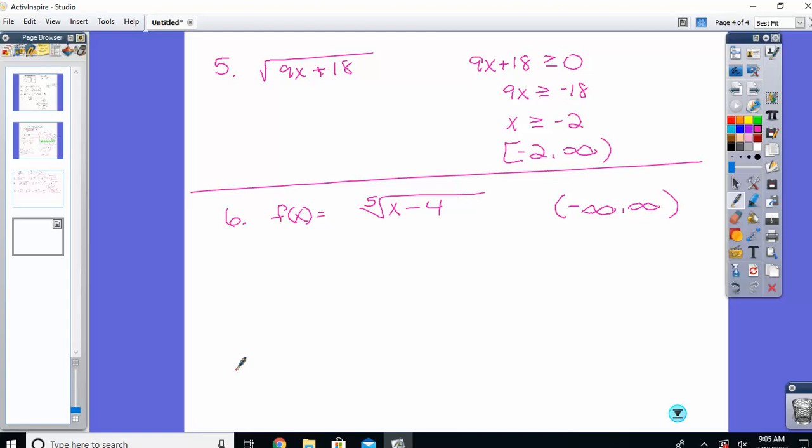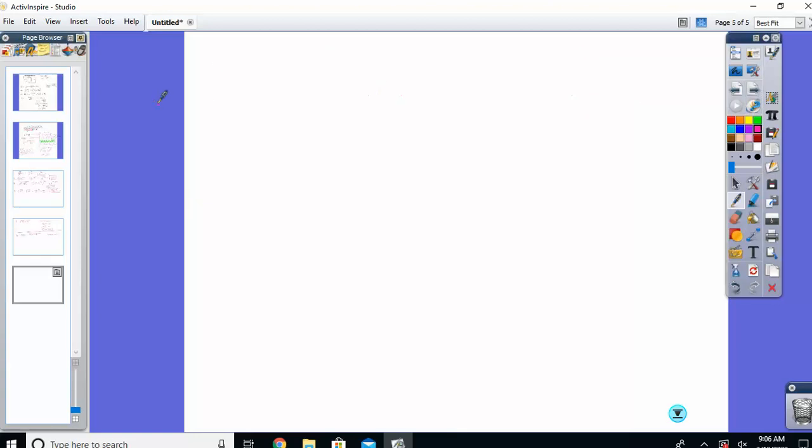We didn't ask about 7 and 8. 7, you should have gotten -1 for your answer, and 8, -4 and -1 both work. Let's look at problem 9.